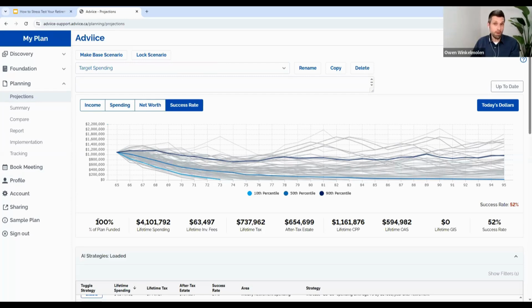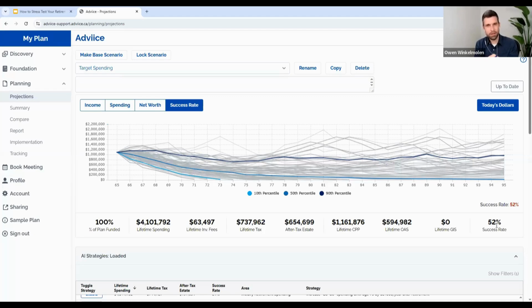So at a minimum, we'd want to see 100% plan funded. The problem there is that any deviation from those expected investment returns or inflation rates means you'll run out of money. So it's probably not a great target. For most retirement plans, in terms of target spending or safe spending, we want to be above 100% plan funded, and probably around a 70, 80, 90% success rate. But again, it depends how much discretionary spending and flexibility you have in your plan.